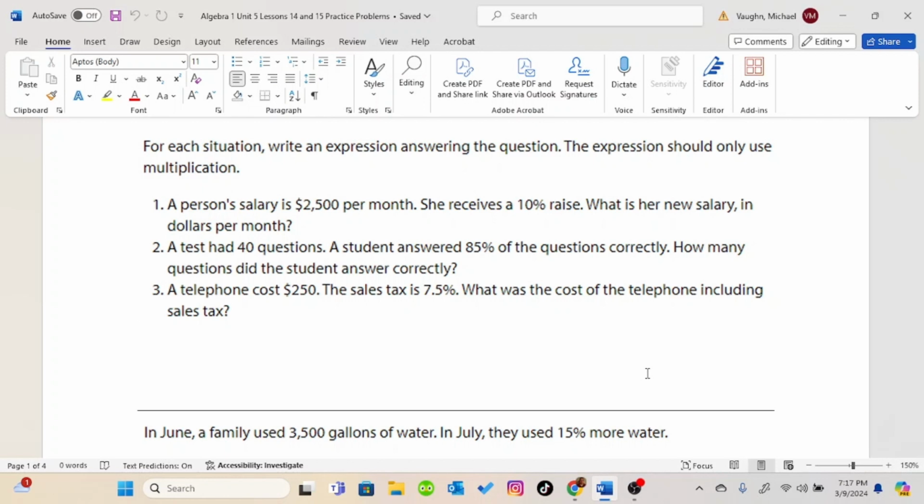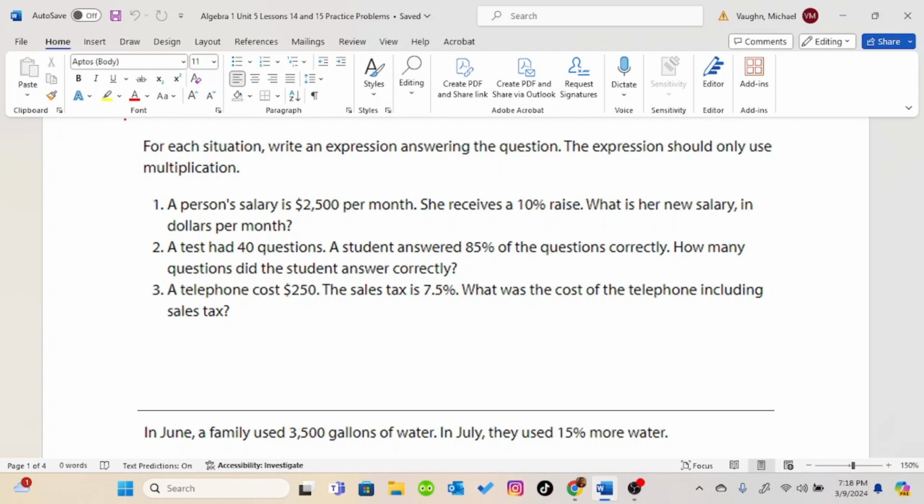For each situation, write an expression answering the question. The expression should only use multiplication. Number 1. A person's salary is $2,500 per month. She receives a 10% raise. What is her new salary in dollars per month?